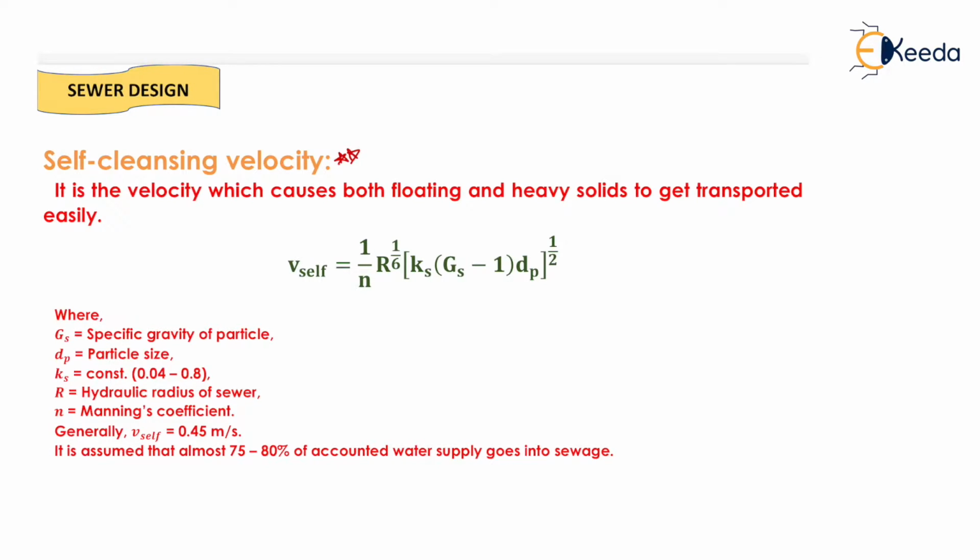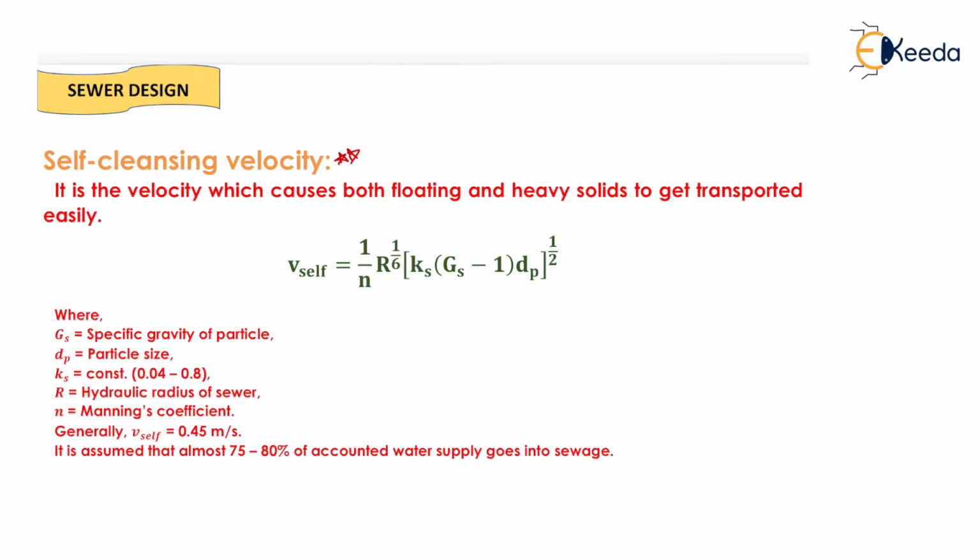It is the velocity which causes both floating and heavy solids to get transported easily. If we do not maintain this value in our sewer, then what will happen? All the organic matter will settle down in the sewer only, and no organic matter will be left out from the outlet of the sewer. That's why we need to maintain a minimum velocity, which is known as self-cleansing velocity, in the sewer.